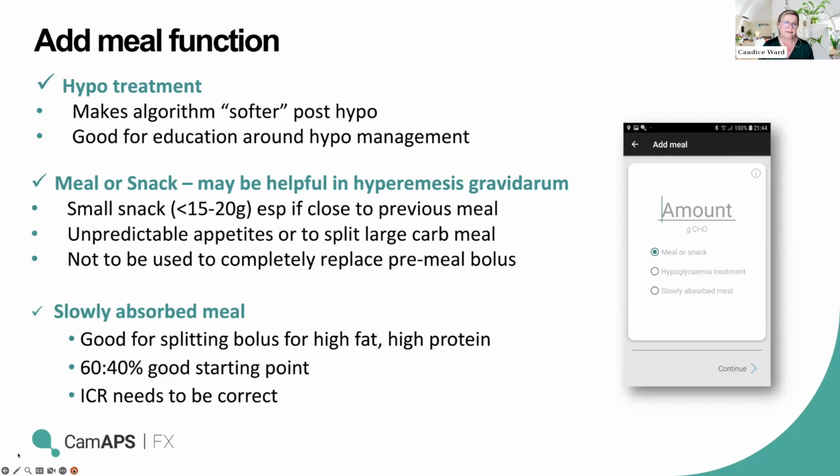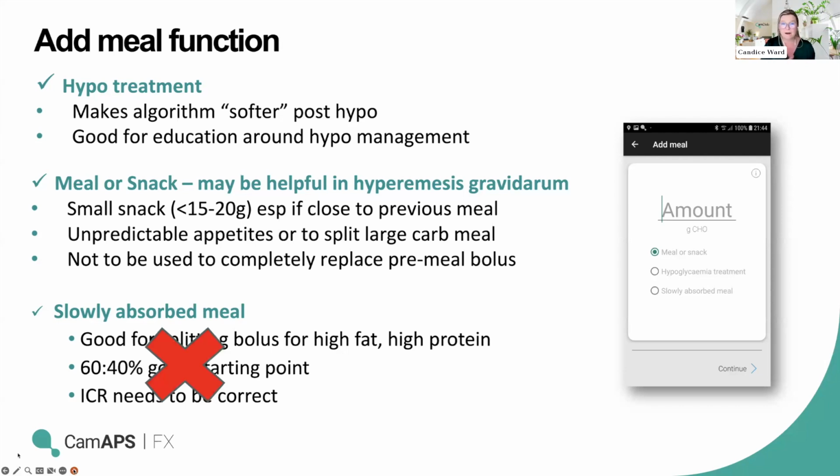The slowly absorbed meal is the last function. That helps the system with high fat, high protein meals that come with a large amount of carbohydrate, our big pizzas and so forth. And it's a way of splitting the boluses. What we would recommend during pregnancy is probably avoiding this function.